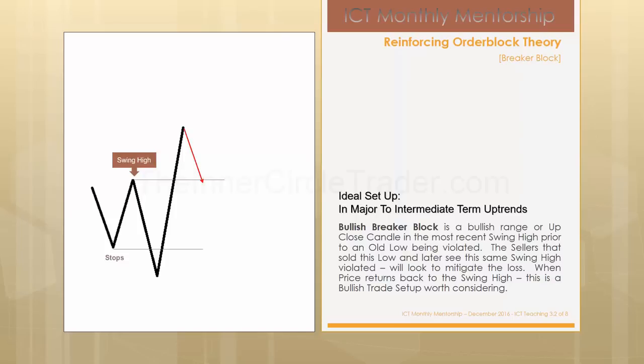As price trades back down to that swing high, we would be buying that with the expectation that there's going to be a mitigation taking place. Those sell orders they used to drive prices down below the old low would be underwater here, not making a profit. So they're going to want to take those off and add more longs. And that's our bullish breaker. Then we would anticipate a range expansion to the upside.